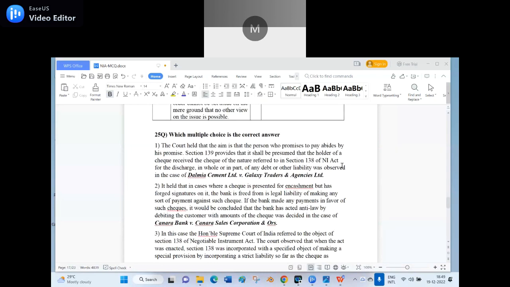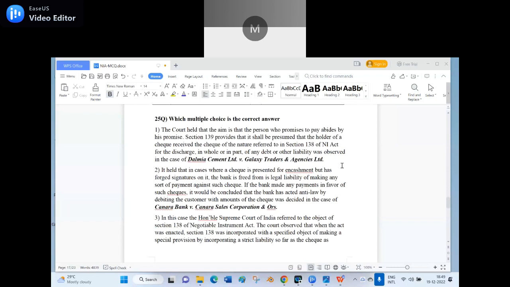Now let us see whether you can make it out or not. The court held that the aim is that the person who promises to pay abides by his promise. Section 139 provides that it shall be presumed that the holder of a check received the check of the nature referred to in Section 138 of the Negotiable Instruments Act for the discharge, in whole or in part, of any debt or other liability. This was observed in the case of Dalmia Cement Limited versus Galaxy Traders and Agency Limited.